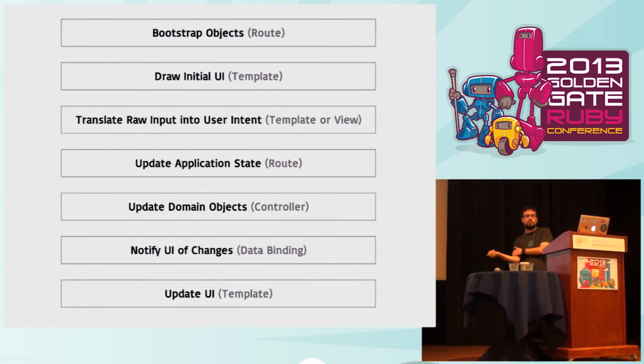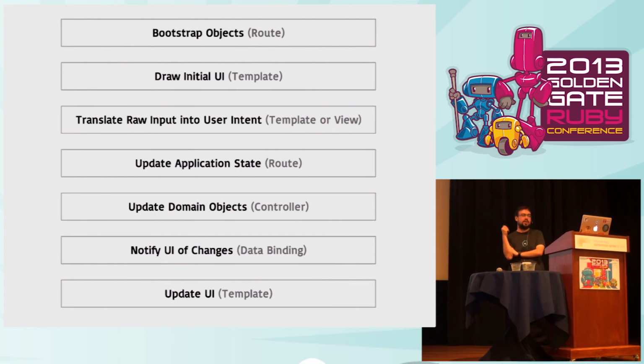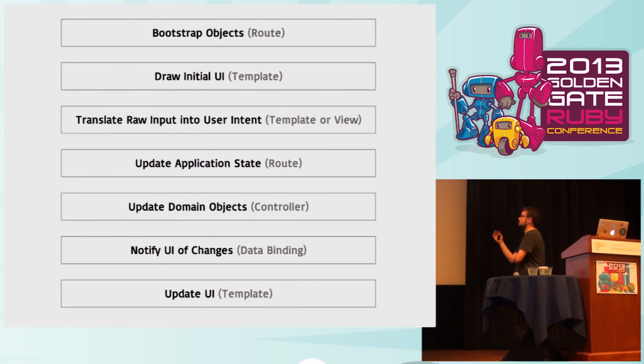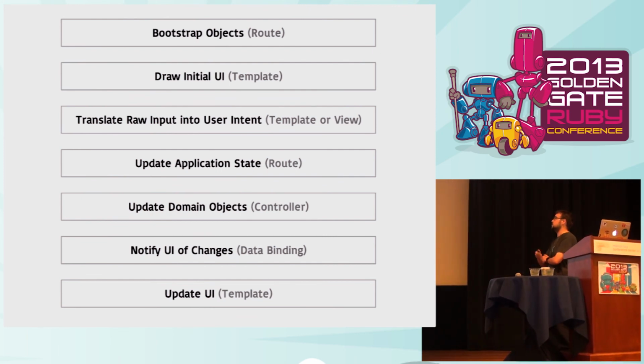Bootstrapping objects happen in the route. Drawing initial UI happens in the template. Template or view is responsible for dealing with clicks and drags and whatnot. The route updates application state. The controller updates domain objects. We fix the system so that everything happens with data bindings. There's no need to intercede. And the template updates UI.